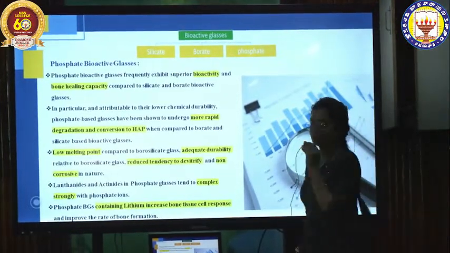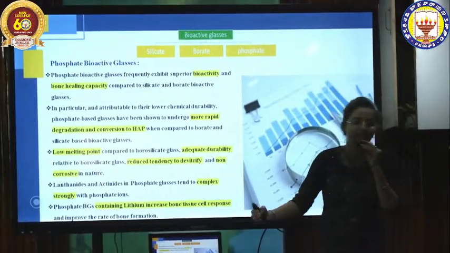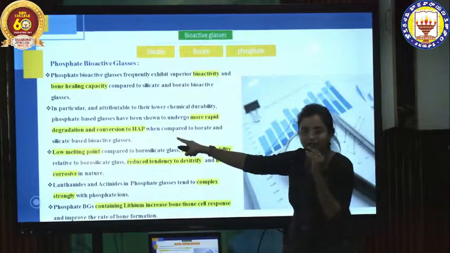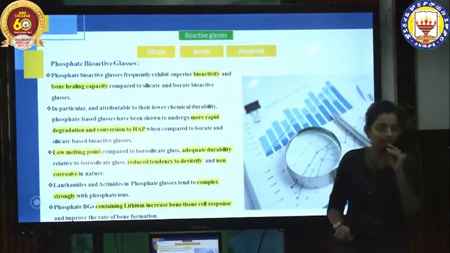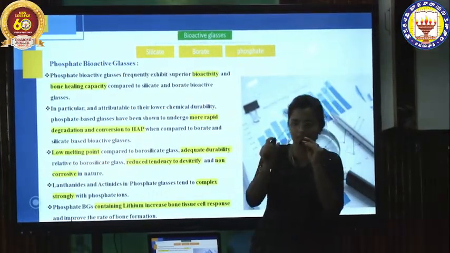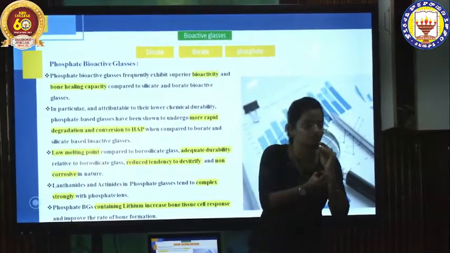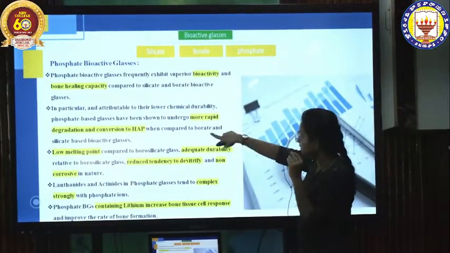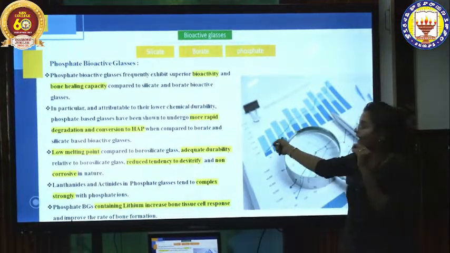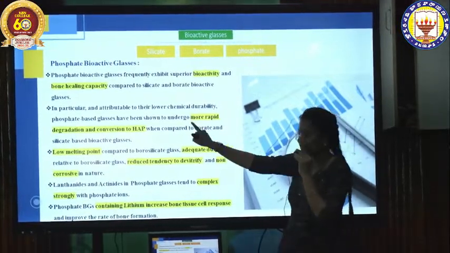phosphate based glasses have superior bioactivity and bone healing capacity when compared to silicate and borate based glasses, because phosphate based glasses already consist of the phosphate element, which is highly beneficial for bone healing materials. Our bone is made up of a hydroxyapatite layer, which comprises both calcium and phosphate. That's why they exhibit superior bioactivity and bone healing capacity. And they undergo more rapid degradation.